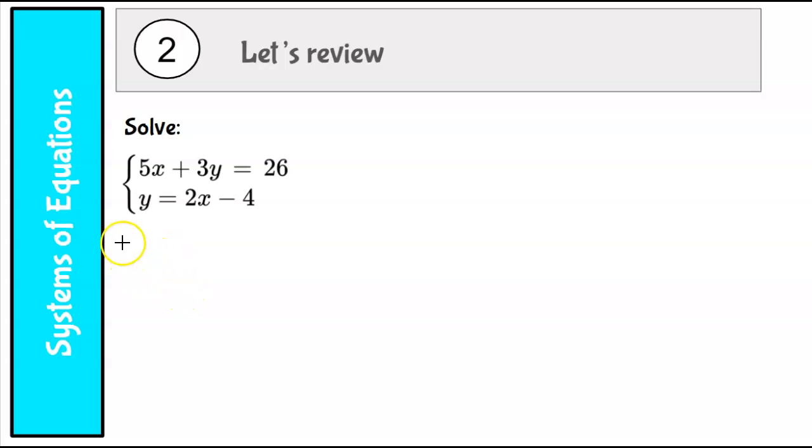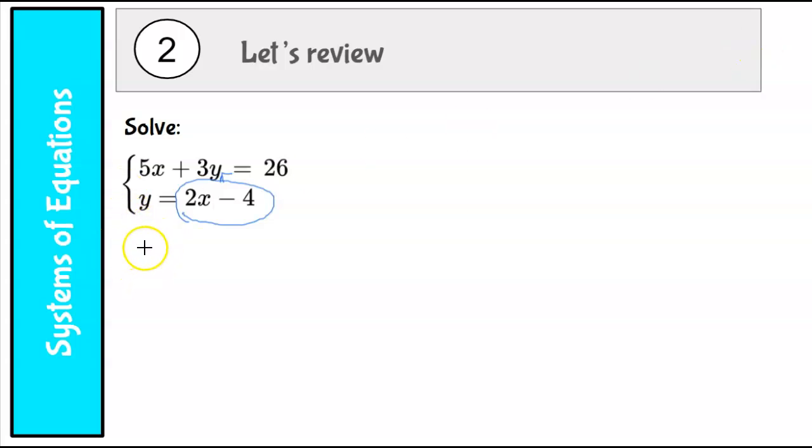Without doing all that other extra work, I look at it and I go, okay, this one's in standard form, Ax plus By equals C. This one is already solved for one of the variables, so all I need to do is substitute the 2x minus 4 in the place of y in this equation.